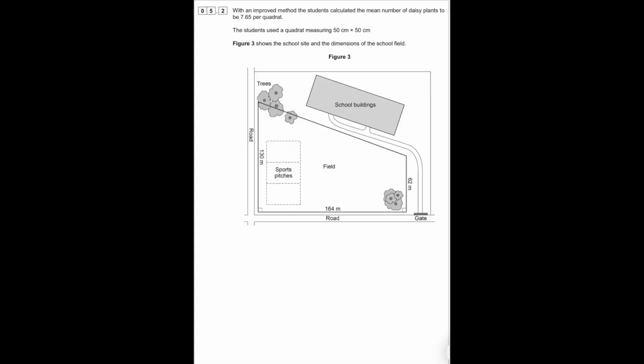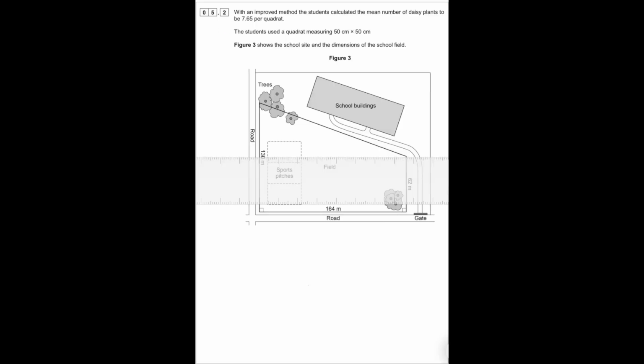With an improved method, the student calculated the mean number of daisy plants to be 7.65 per quadrat. The student used a quadrat measuring 50 centimetres by 50 centimetres. Figure 3 shows the site and the dimensions of the school field. So we've got 164 metres, 62 and 130 metres there. Now we need to use the map to calculate the population of daisies on the school field, and we've got to give our answers to 2 significant figures.